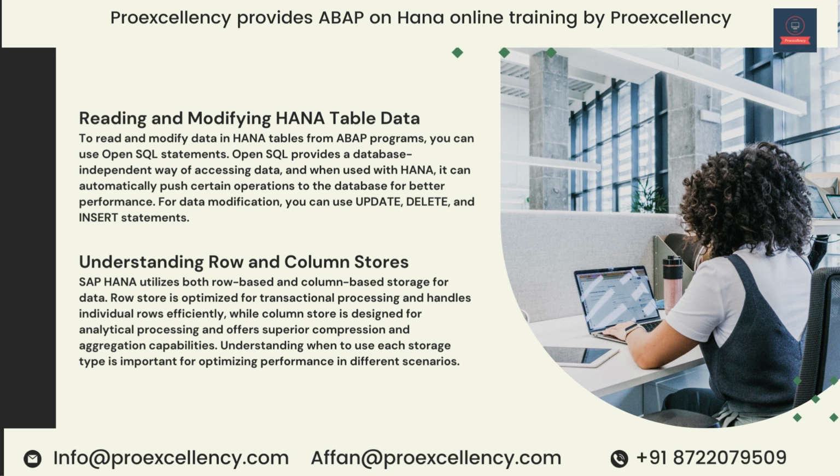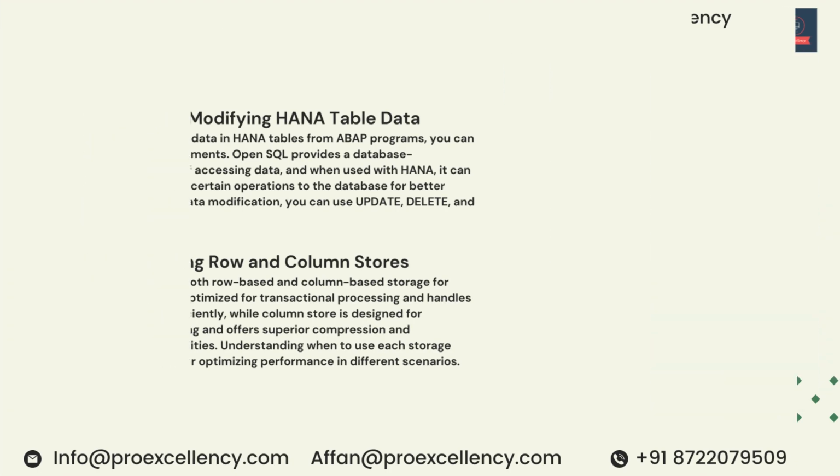Understanding row and column stores. SAP HANA utilizes both row-based and column-based storage for data. Row store is optimized for transactional processing and handles individual rows efficiently, while column store is designed for analytical processing and offers superior compression and aggregation capabilities. Understanding when to use each storage type is important for optimizing performance in different scenarios.